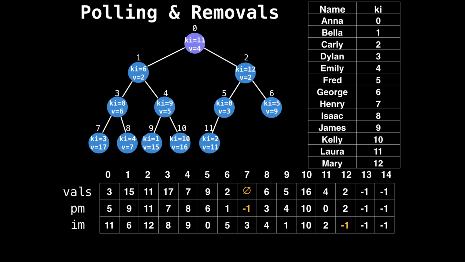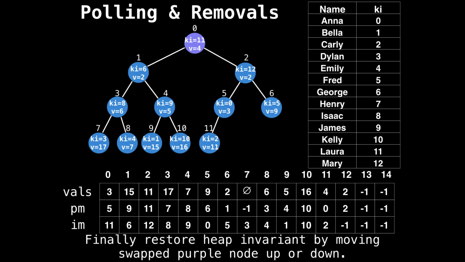Then clean up the removed node. Finally, restore the heap invariant by moving the swapped purple node down. Since the left and the right child nodes have an equal value of 2, let's default to selecting the left one.